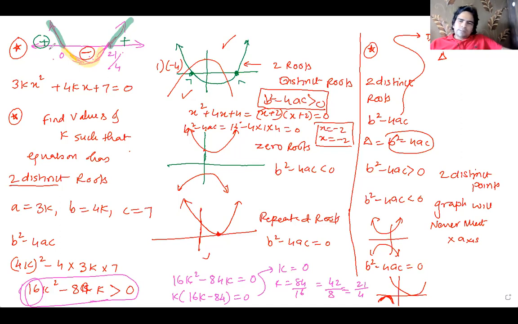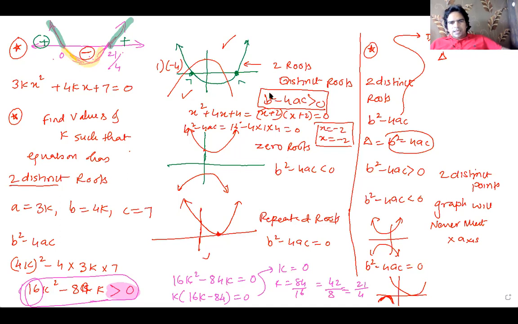Then again here you could take minus 1. If I take minus 1, it's 16 times minus 1 whole square, which is 16, and minus 84 times minus 1, that's positive 84. So that's why the signs are positive, negative, and positive. Now you have to figure out the correct range of k values. Still we are not done. What we are looking for is where it is higher than 0, which means where it is positive.